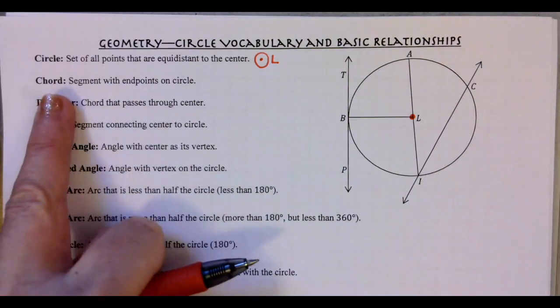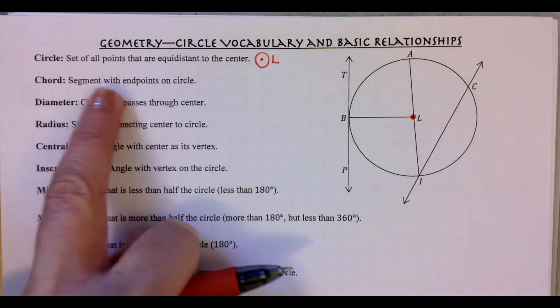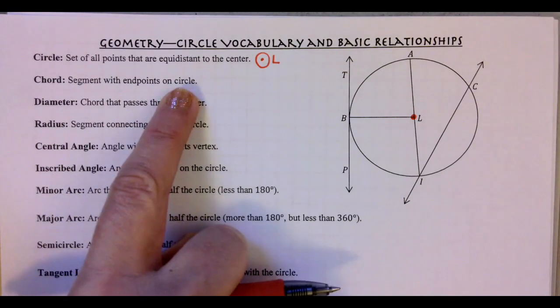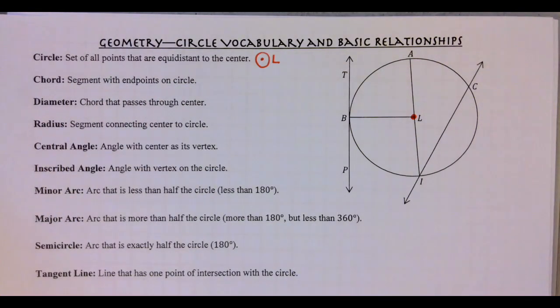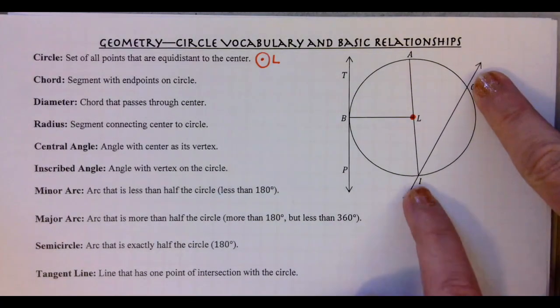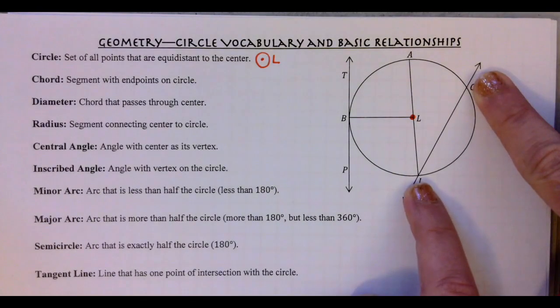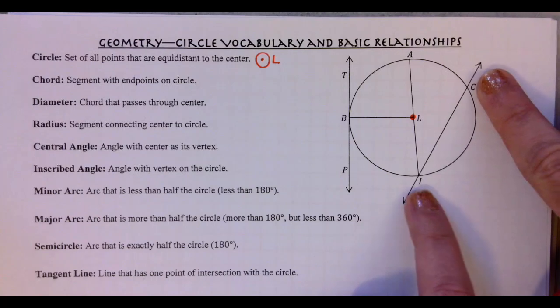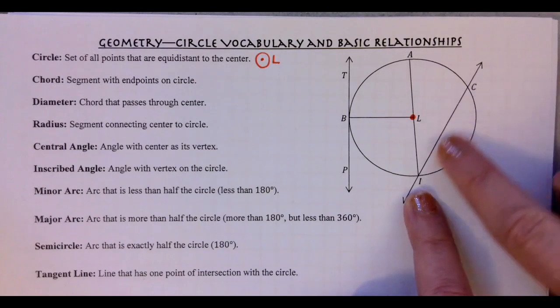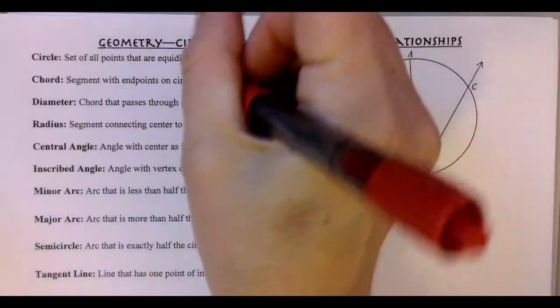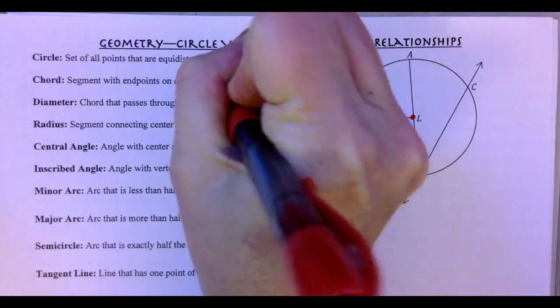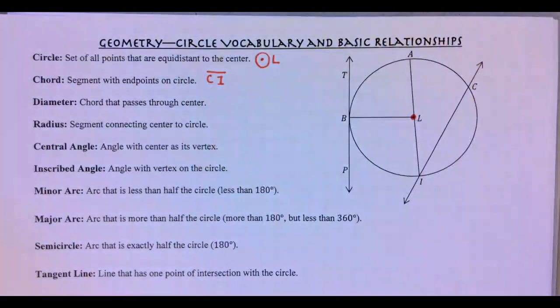Okay, a chord is a segment with endpoints on the circle. So if I look at my picture right here, from C to I, that is a segment that has endpoints on the circle, here to here. So we could call that segment CI, for example. Segment notation, put that little dash above it.